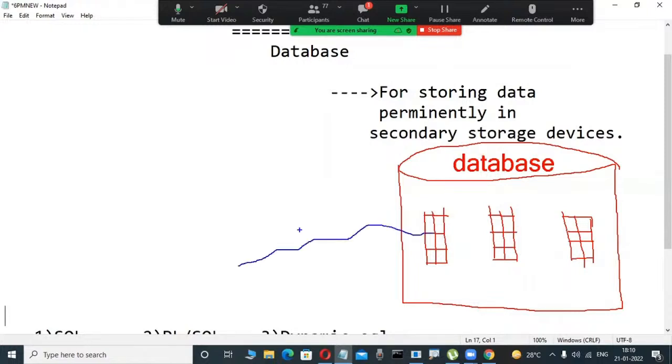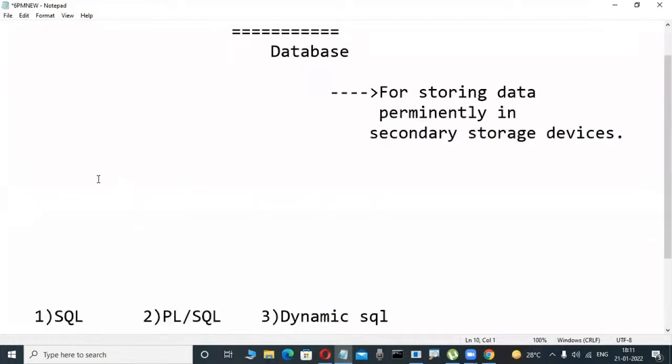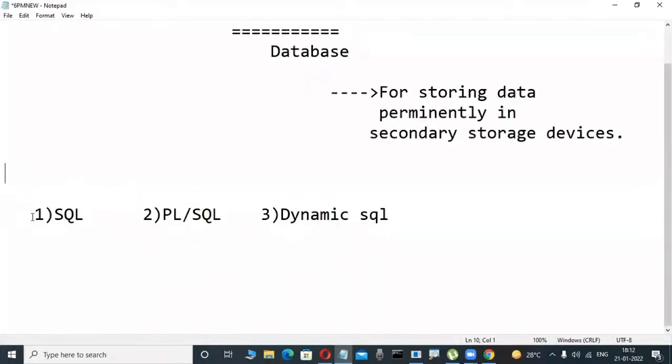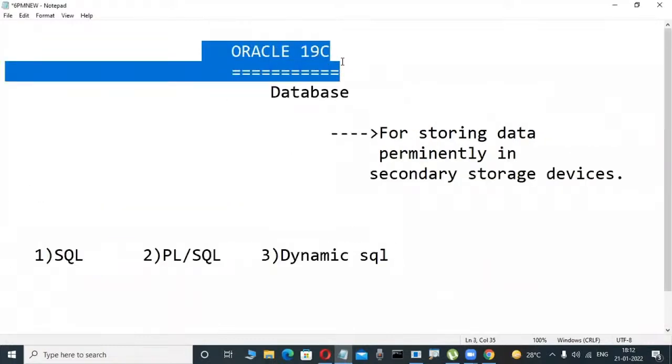We operate on this data by using SQL, structured query language. Yesterday I told you up to this point, just a small thing. If you want to operate this Oracle software, we use SQL, structured query language. Another language is PL/SQL, procedural language extension for SQL. Another language is dynamic SQL. Through these three languages we operate this Oracle software in your companies.